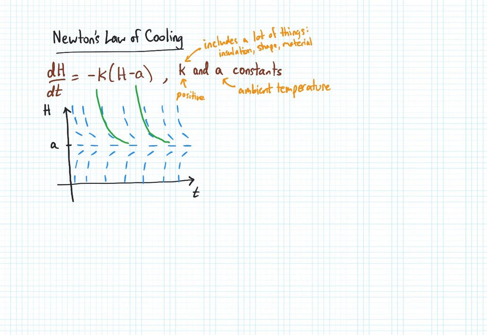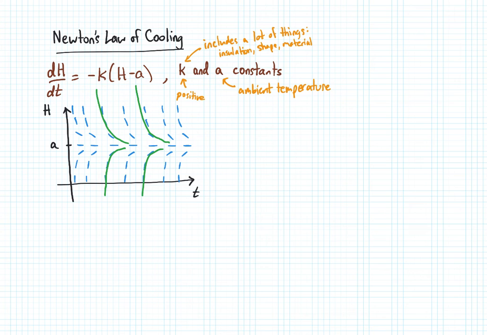Now we can also consider what happens when h is less than a. In that case, h minus a will be negative, and you're multiplying by minus k, and so that would make a positive dH dt. And if the object is just a little bit less than room temperature, then the h minus a is small, and so the dH dt will be small. But if the object is much, much less than room temperature, then h minus a will be large, and you'll have a very large dH dt.